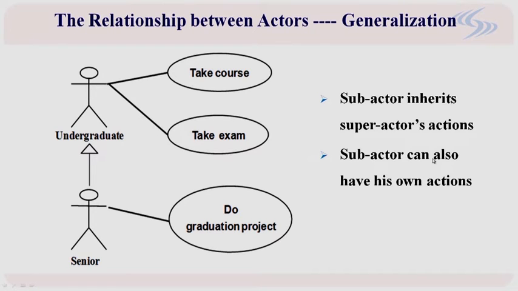And the sub actor can also have its own actions. Let's say, senior will do graduation project, but the other undergraduates, that means students from other grades, don't need to do graduation project. Okay, so this type of relation is generalization. Okay, generalization.